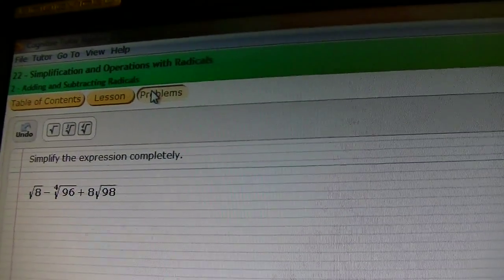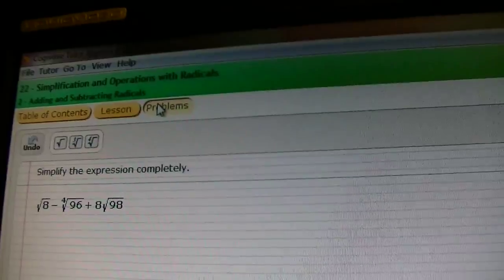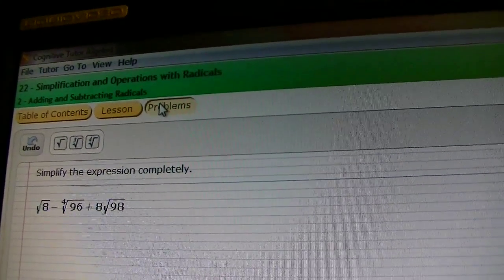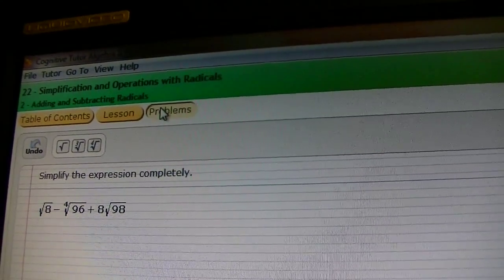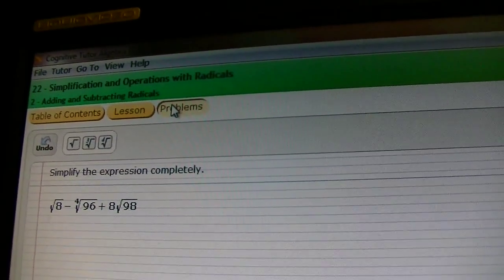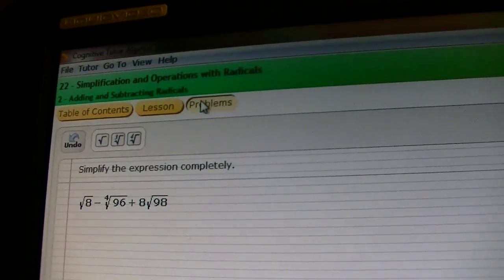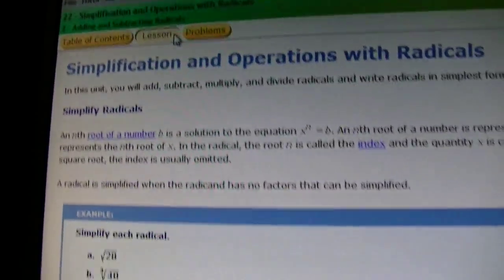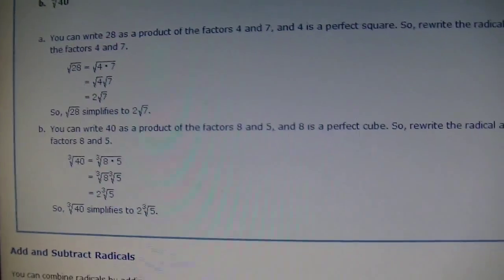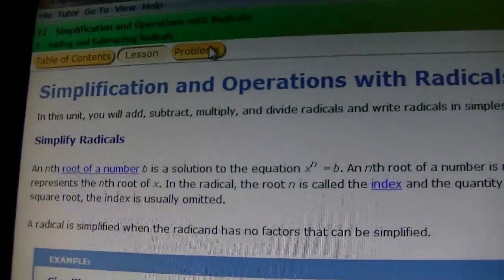Okay, so this is Unit 22, Simplification and Operations with Radicals, Section 2, Adding and Subtracting Radicals. And the lesson is quite good. You should read it, of course. Good stuff here. Read all this. Don't forget, it's helpful. And now, let's try a problem.